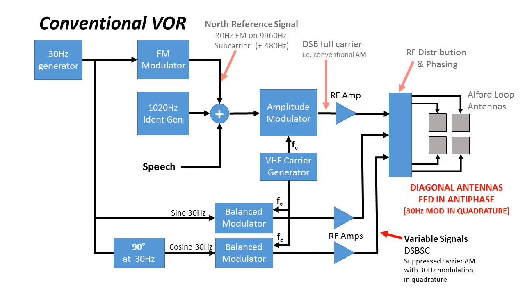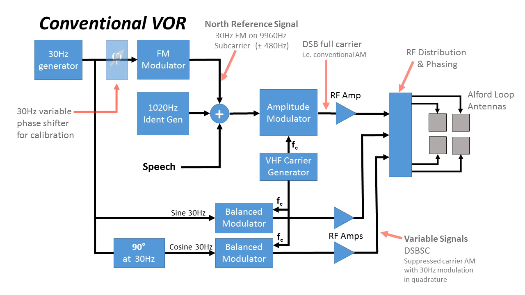In this case, however, the RF to the antenna diagonal pairs is fed in antiphase to give the figure of 8 patterns required. In addition, the modulation on the two DSBSC signals is in quadrature or 90 degrees apart. This gives a rotating radiation pattern as required to generate the variable signal by space modulation. Lastly, there needs to be a means of varying the relative phase between the reference and the variable signal so that the beacon can be calibrated against magnetic north.